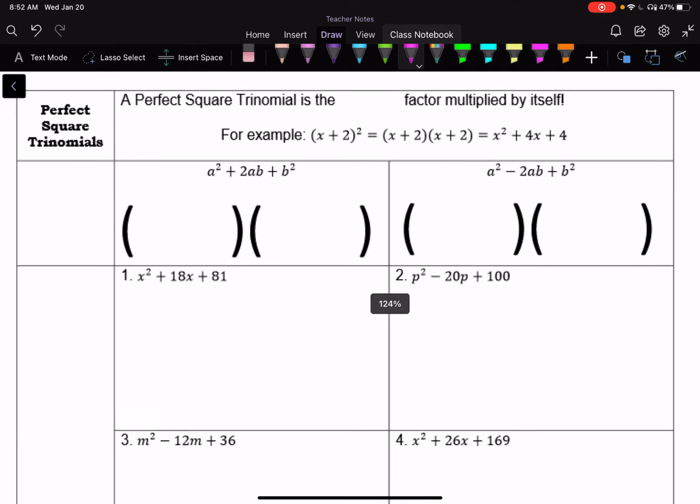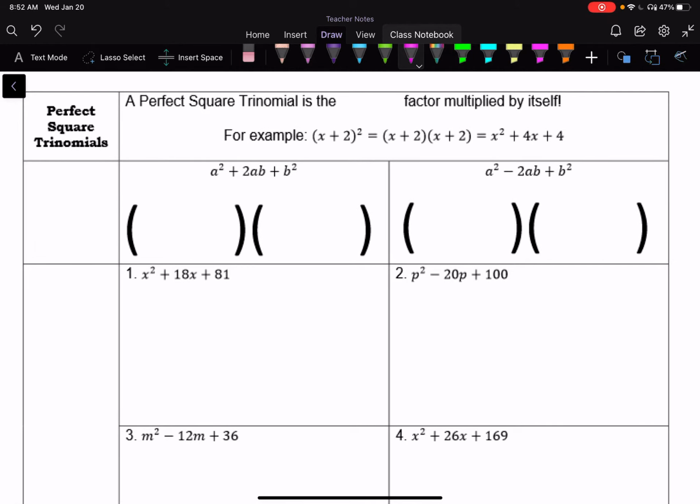We're going to start this section with perfect square trinomials. A perfect square trinomial is the same factor multiplied by itself. So it looks like x plus 2 squared, which we can split up into two terms, x plus 2 times x plus 2, and then multiply it out to get this trinomial.